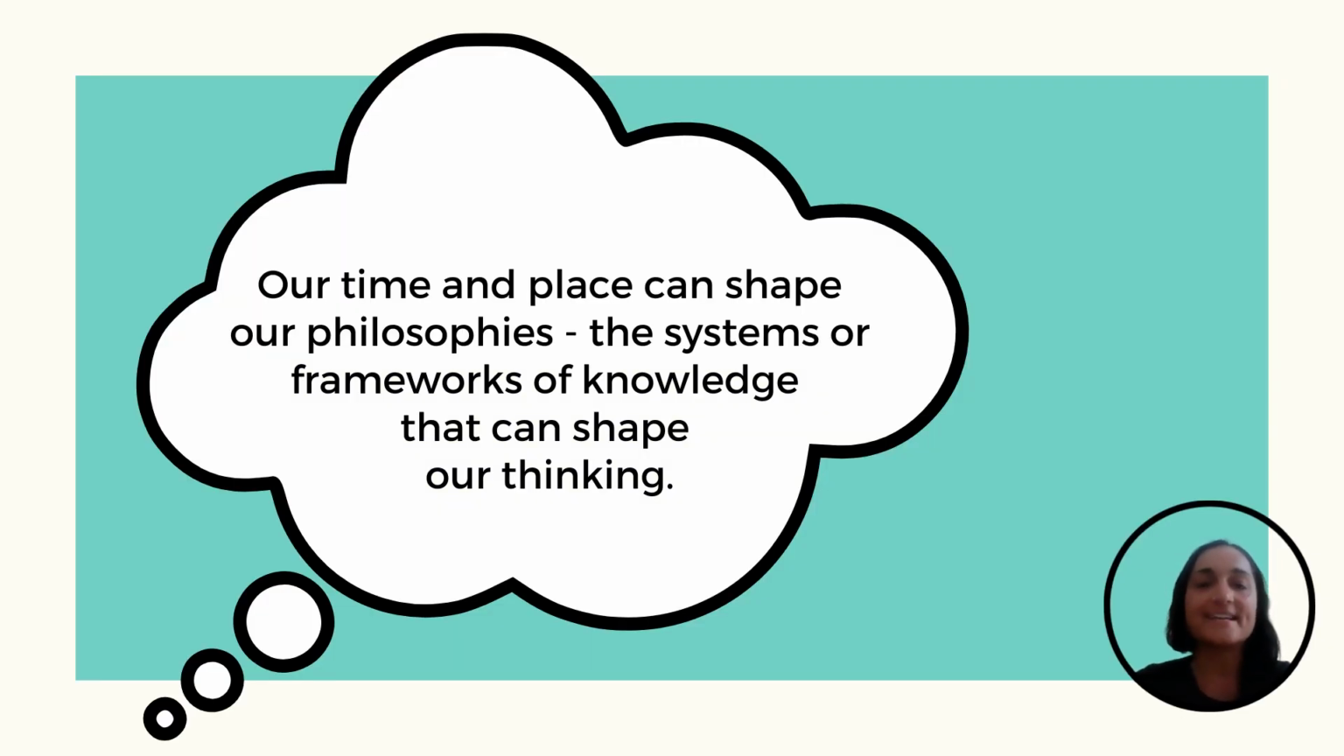Our place in history and our geography can play a large role in how we see the world and how we see ourselves. What is important for people from one era is often replaced by a new set of pressing concerns or paradigms in the next era. Our time and place can also shape our philosophies, the systems or frameworks of knowledge that can shape our thinking. Our context can influence which philosophies we are exposed to, which we are more likely to take on board, and which we are more likely to reject, based on the dominant philosophies that govern our society.